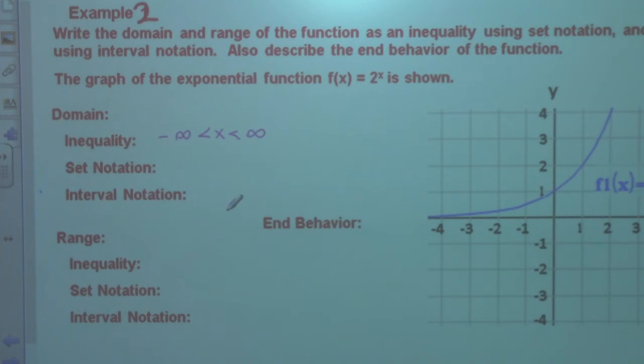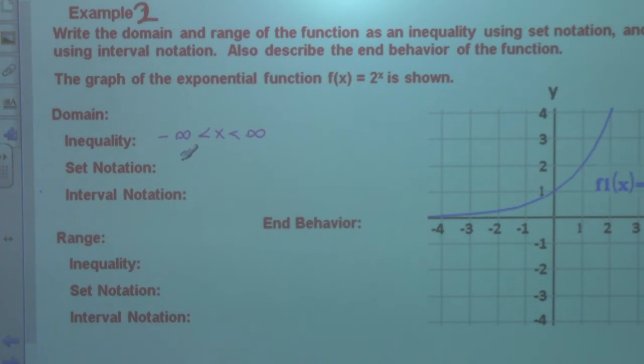Have you noticed a lot of functions have this same domain? Yeah, crazy. Are all functions going to have this domain? No. But in my experience, most of them have this.